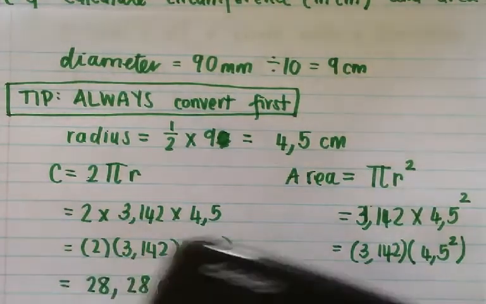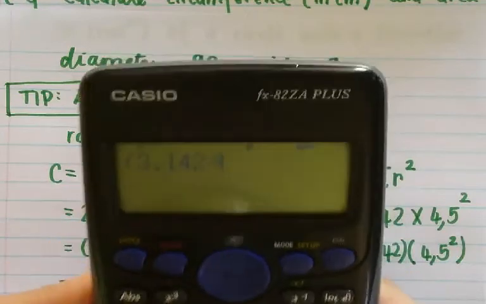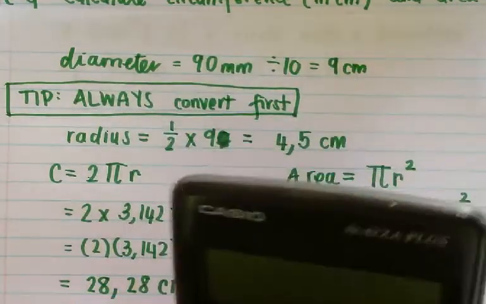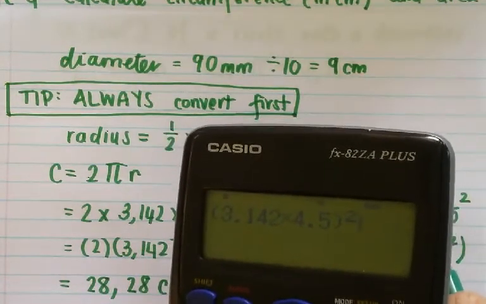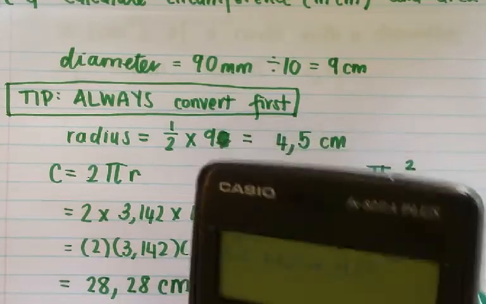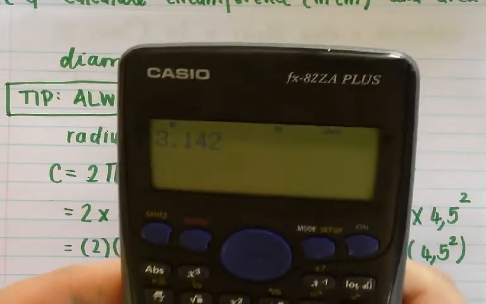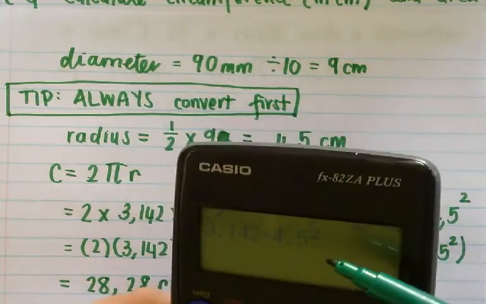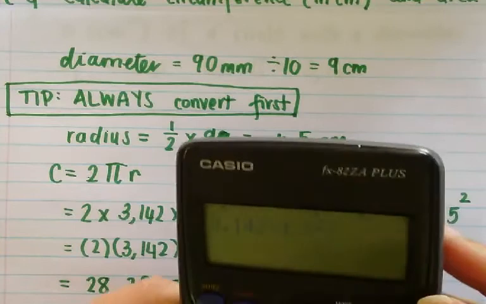So if you do this, for instance, if you open a bracket, 3.142 times 4.5, close your bracket, and then square, you are actually squaring your 3.142 as well, and that will definitely give you the wrong answer. So that's why I said the square must only be on the 4.5. So my square is only on my 4.5.